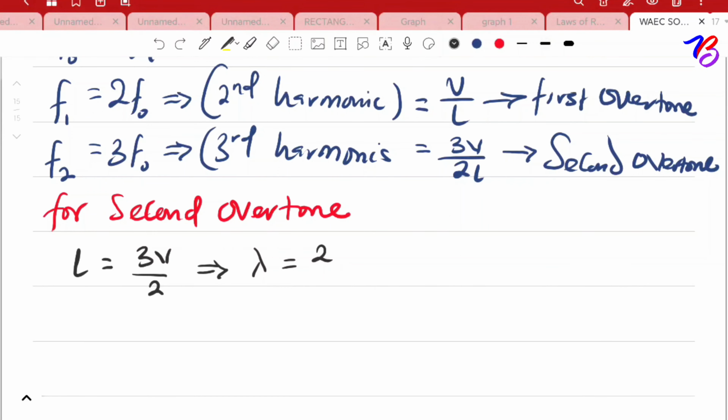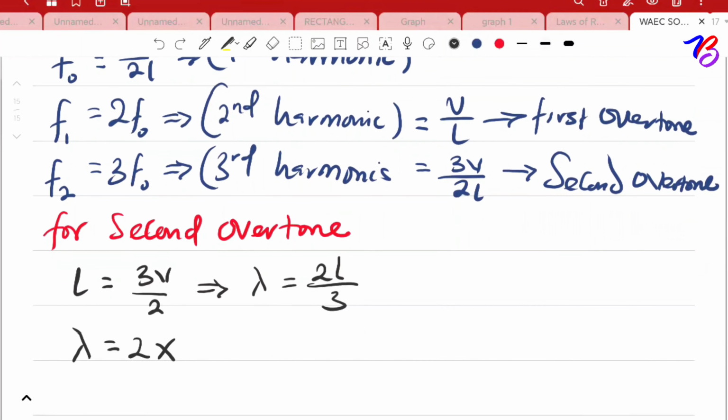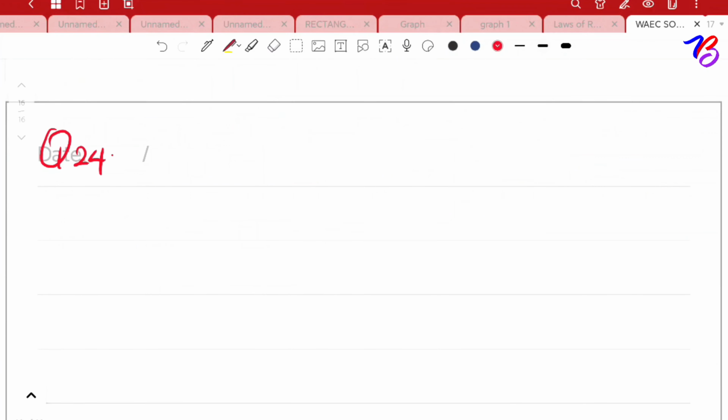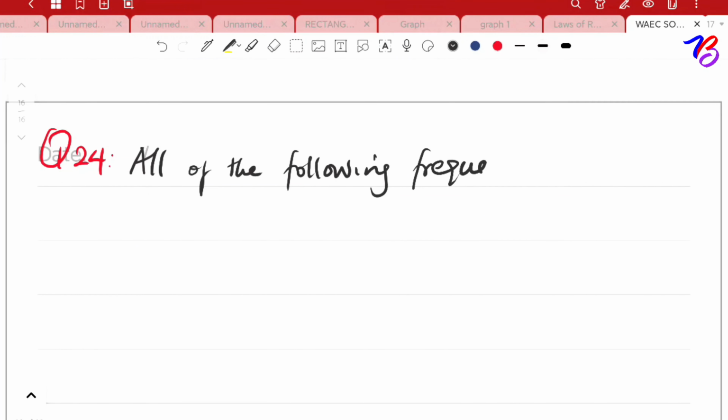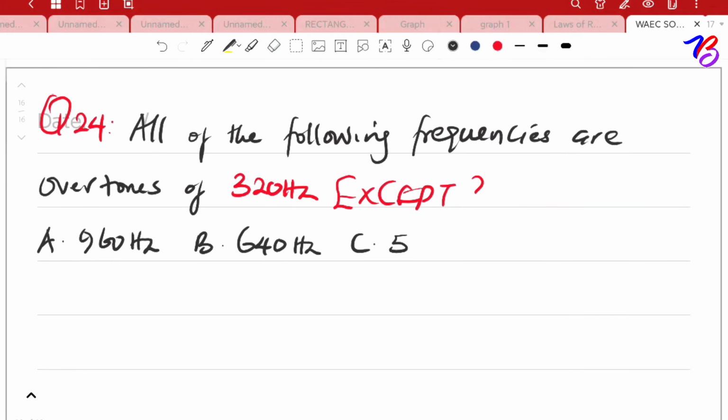So now, if we have this, then we can solve this further. Lambda is equal to 2 multiplied by our L, which is given to us to be 24 centimeters. We are not converting at this level. 24 times 2 is 48, over 3. So that we have 16 centimeters.